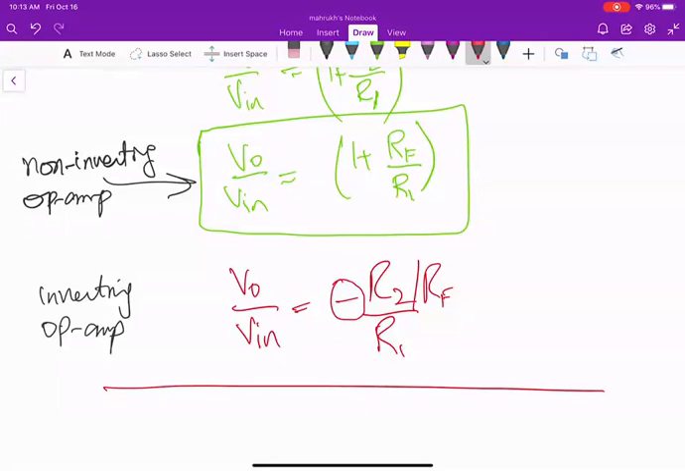Now we will see a difference between the ideal scenario and what you should say is the equivalent circuit model that we are doing. Okay, let's see.